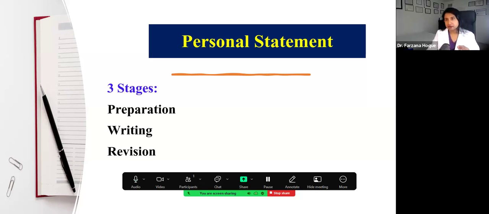And the last part, which is essential to make sure your personal statement is concise as well as truly conveying the message you want to give, is revision. Make sure you have dedicated time for revision of your personal statement. Writing and revising a personal statement is a tedious process, so make sure you have enough time to do so.